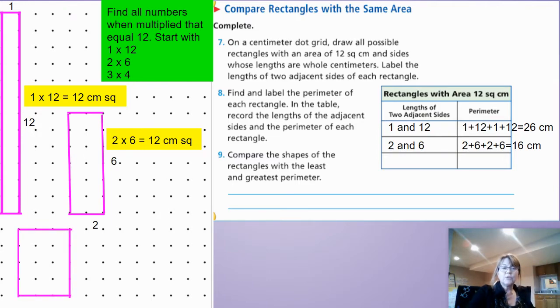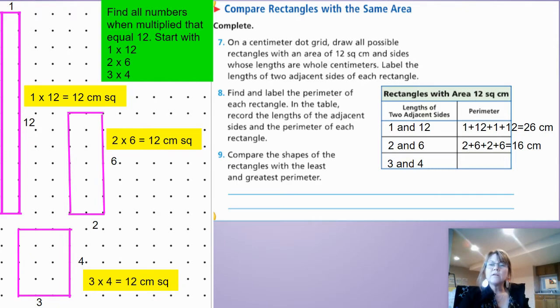We then can do our next rectangle, which is going to be 3 by 4. And so 3 times 4 equals 12 centimeters squared. 3 and 4 are the adjacent sides in our chart. 3 plus 4 plus 3 plus 4 equals 14 centimeters. That is your perimeter going all the way around.